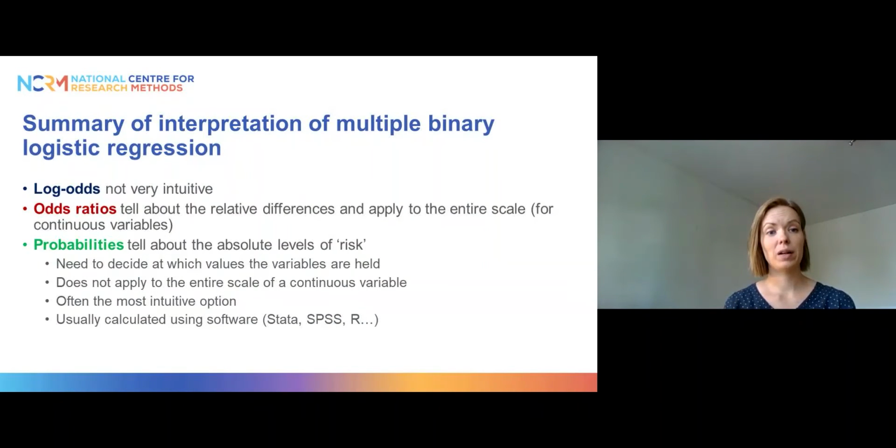So just to sum up, we can do interpretation in the log odds scale, but it's not very intuitive. Odds ratios tell us about the relative differences and apply to the entire scale of a continuous variable. Probabilities tell us about the absolute levels of risk, and when we calculate them, we need to decide at which values the other variables are held. It does not apply to the entire scale of a continuous variable, but it is often the most intuitive option, so you might want to calculate a range of probabilities rather than just one like I did here. And usually you wouldn't do this by hand, but using software.